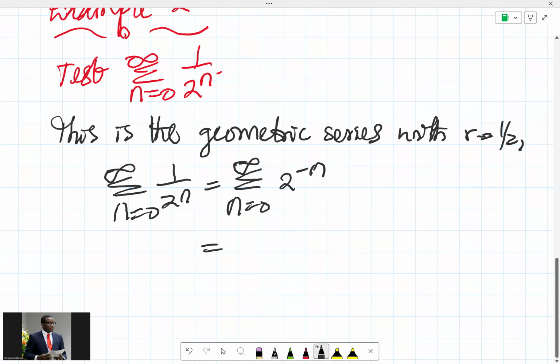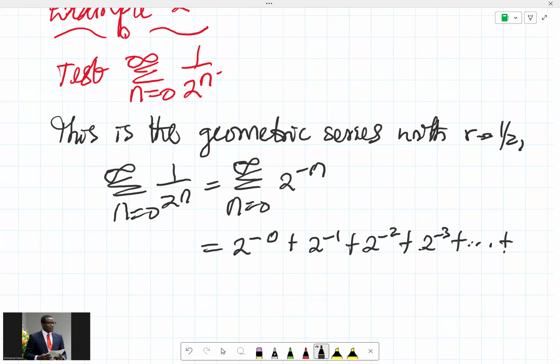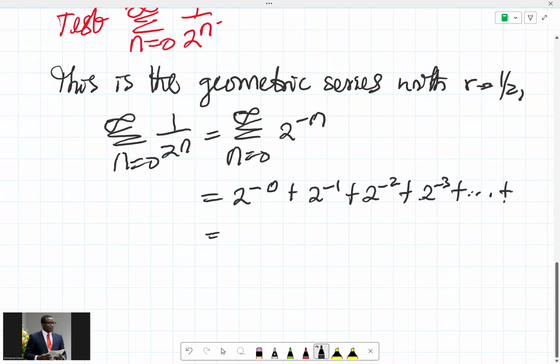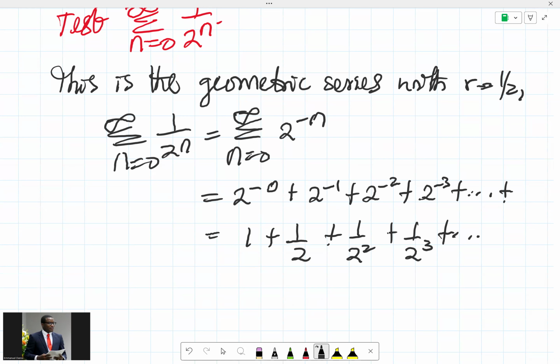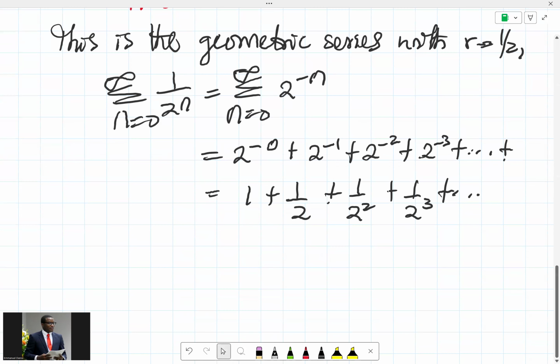In this case, when n is 0, we have 2 raised to power minus 0 plus 2 raised to power minus 1 plus 2 raised to power minus 2 plus 2 raised to power minus 3, and so on and so forth. 2 raised to power 0 is just 1, and this is 1 over 2 plus 1 over 2 raised to power 2 plus 1 over 2 raised to power 3, and so on. So you can see that it is actually true that this is a geometric series with r equal to half. This is 1, 1 times half is half, half times half is 1 over 4.